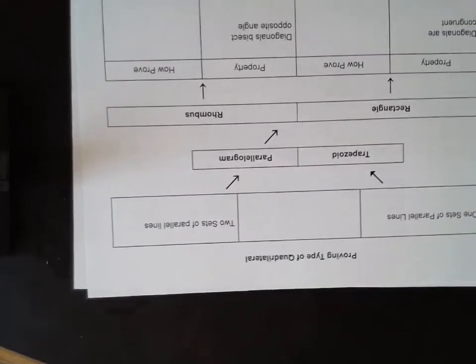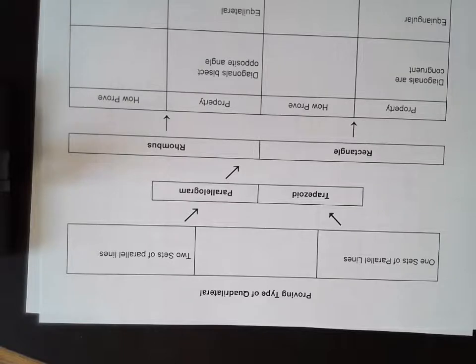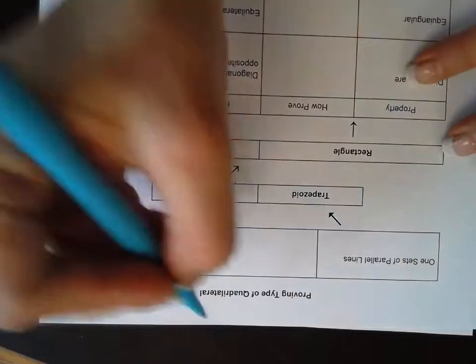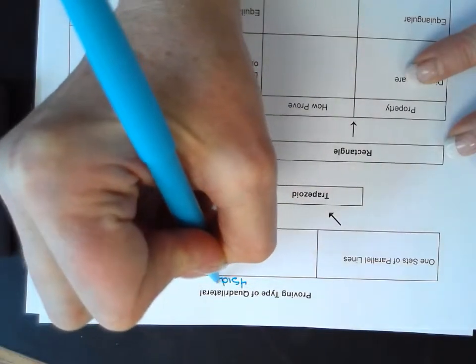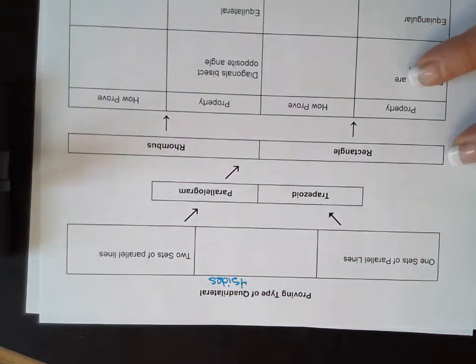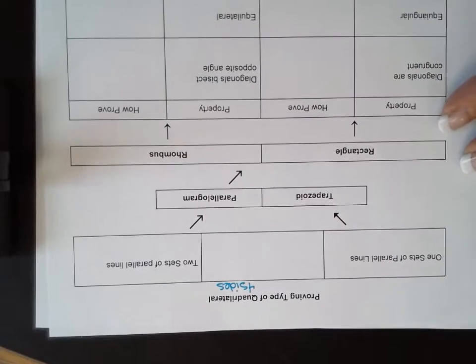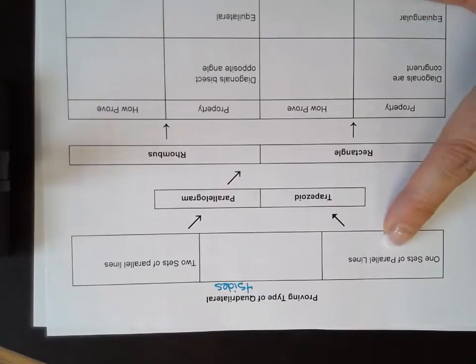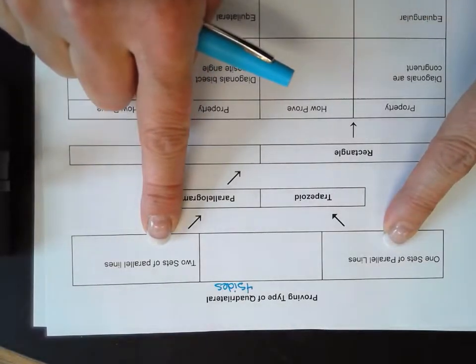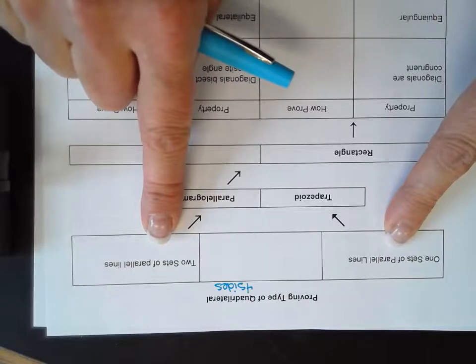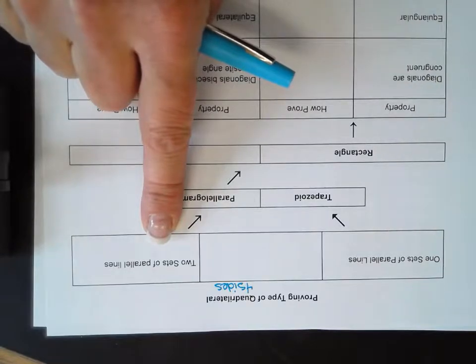So what does it mean to be able to say it's a quadrilateral? Four sides. So we look at the figure and ask, does it have four sides? Yes, it does. Boom. It's at least a quadrilateral then. The next thing to compare is if it has one set of parallel lines or two sets of parallel lines. So how do you tell if lines are parallel?